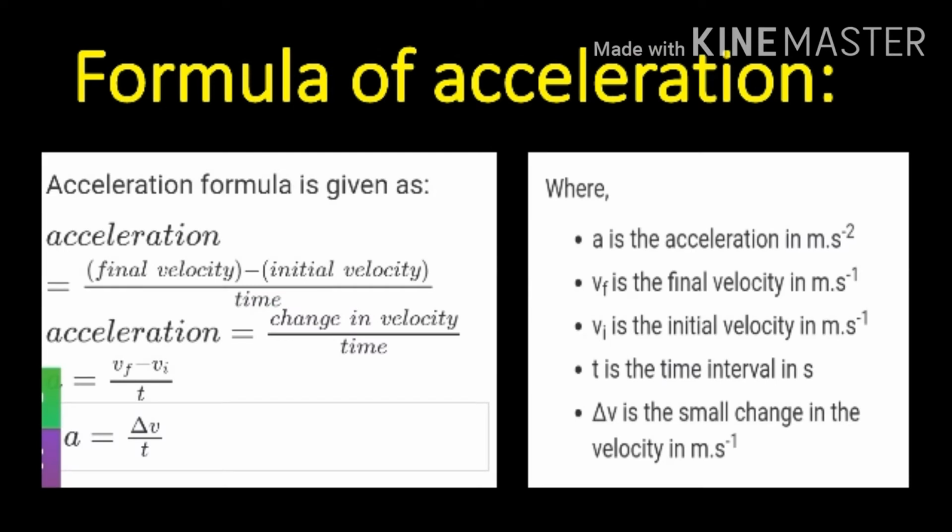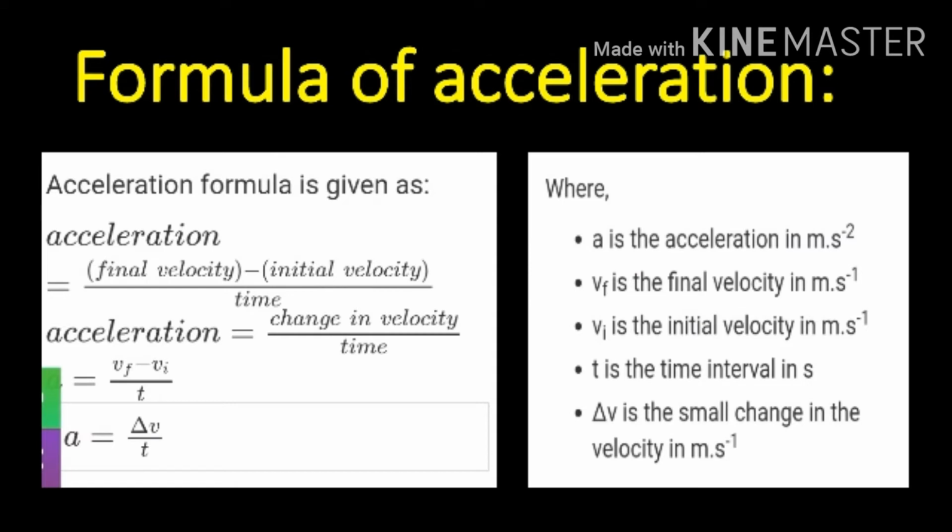So, the unit of acceleration is meter per second square. As you can see on the screen, the formula of acceleration is given as acceleration equals final velocity minus initial velocity upon time, or change in velocity upon time, where we denote final velocity by vf and initial velocity by vi. Where a is the acceleration in meter per second square, vf is the final velocity, vi is the initial velocity, t is the time taken in seconds, and delta v is the small change in the velocity. So this is the formula of acceleration.